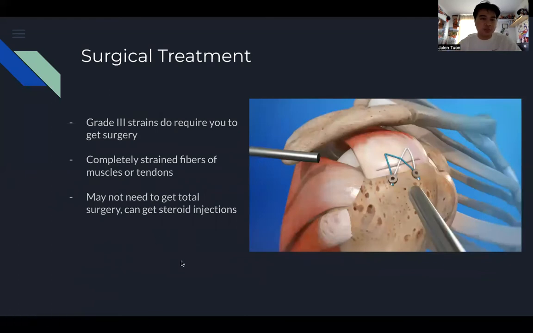Next is the surgical treatment. So grade 3 strains, it's fully torn, you need to get surgery. So grade 3 strains do require you to get surgery, completely strained fibers of muscles or tendons, and you may not need to get total surgery, but you can also get steroid injections, but you should probably get surgery.